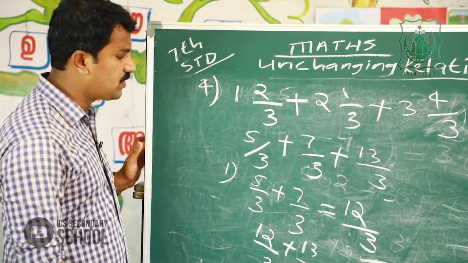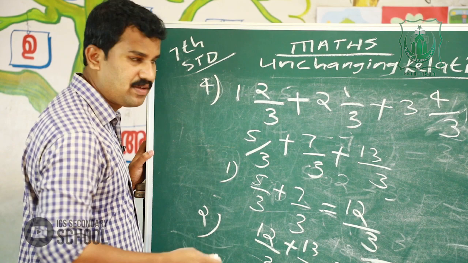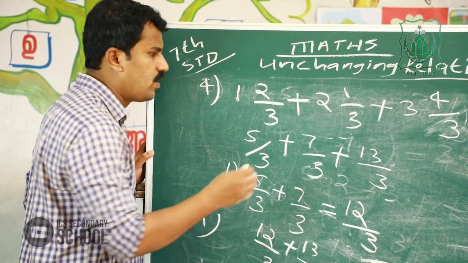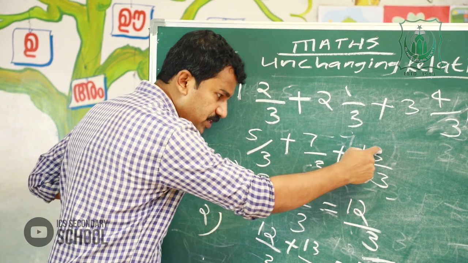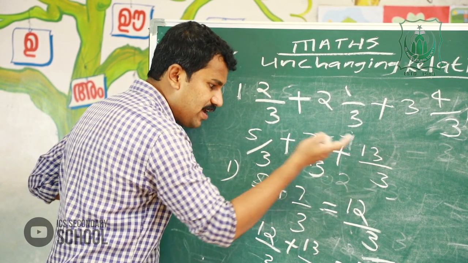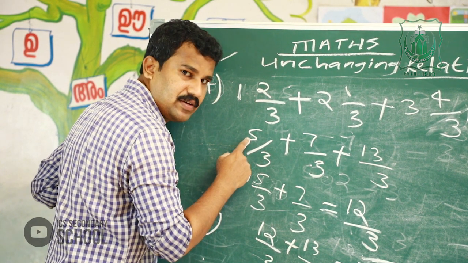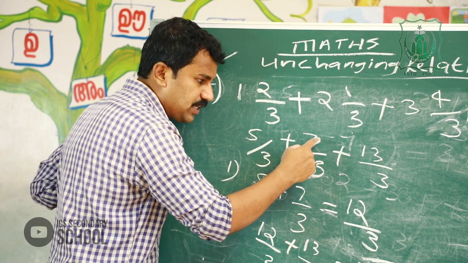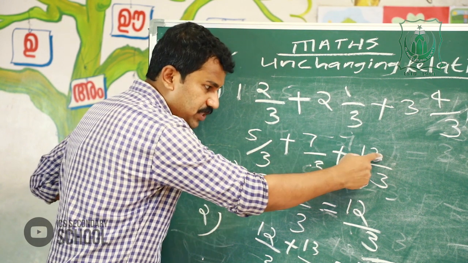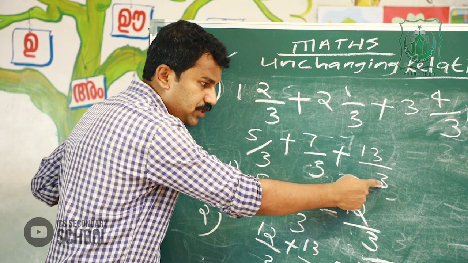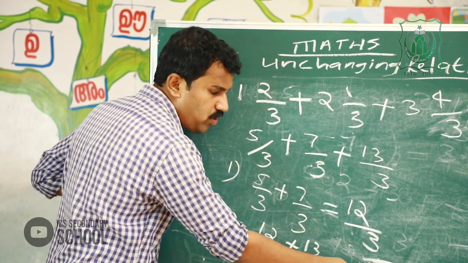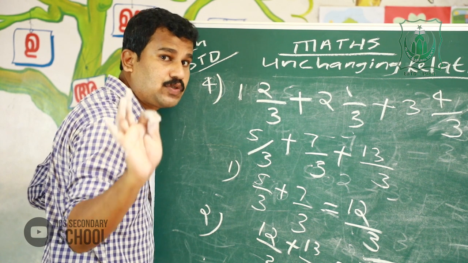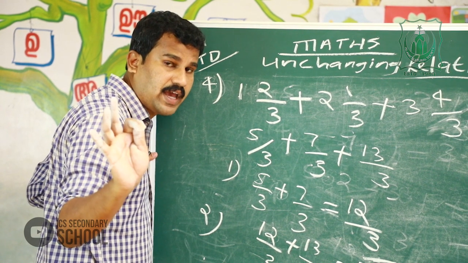So you can do the same problem in the second method. How can we solve it by the second method? First we add 7 by 3 plus 13 by 3, then add 5 by 3. First we add 7 by 3 plus 13 by 3, then the answer is added to 5 by 3. You get the same answer, that is 25 by 3. Okay?